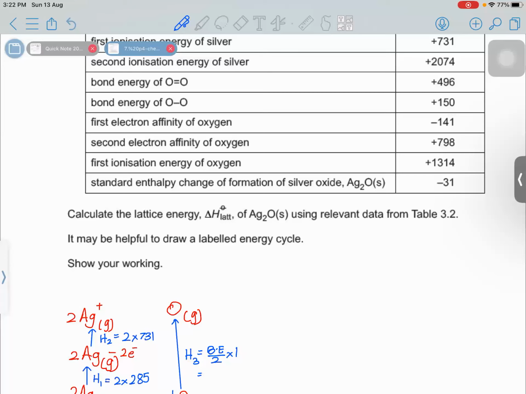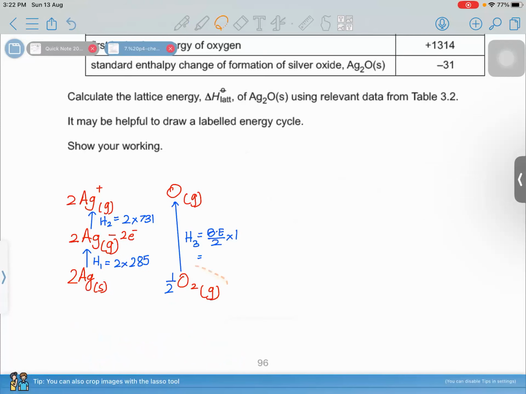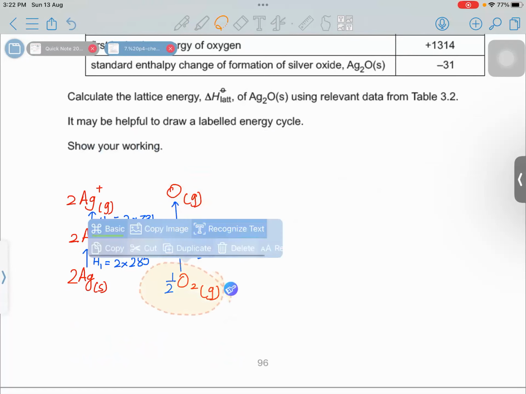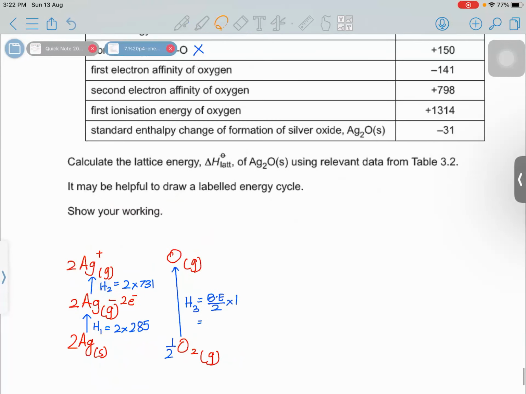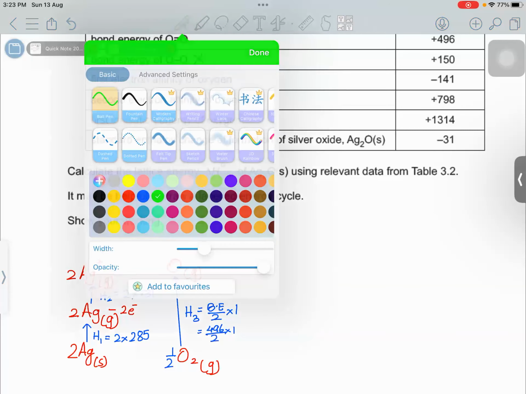But there's only one oxygen in our equation. No, you will consider this one. This is atomization. So the O double bond O is broken. Are you getting my point? Okay, sir. So 496 divided by 2 multiplied by 1. Now next.